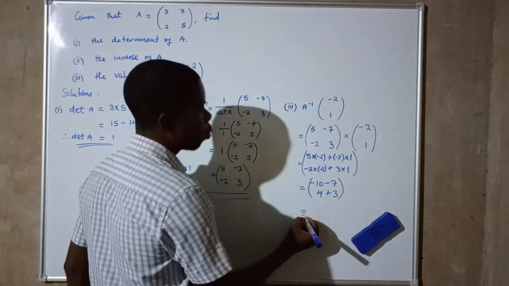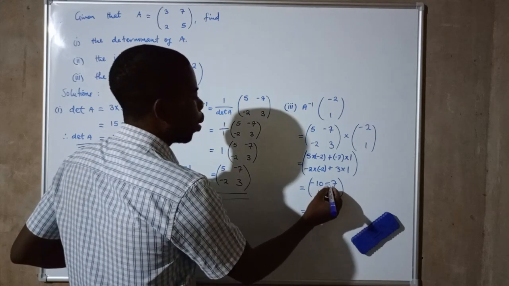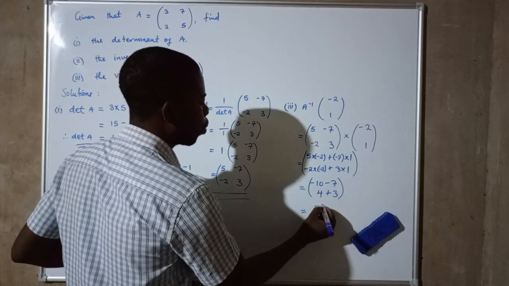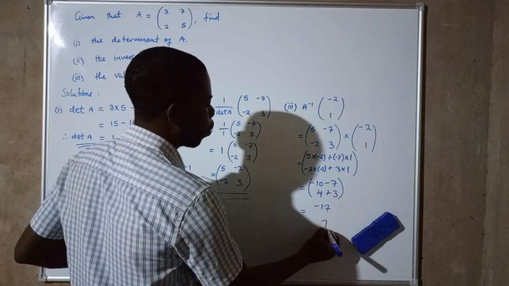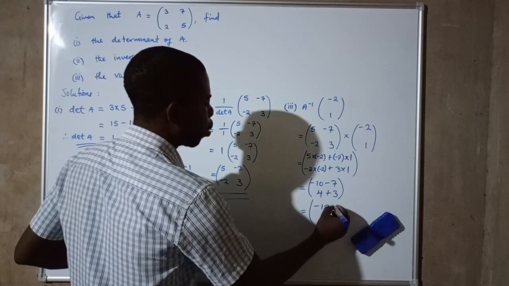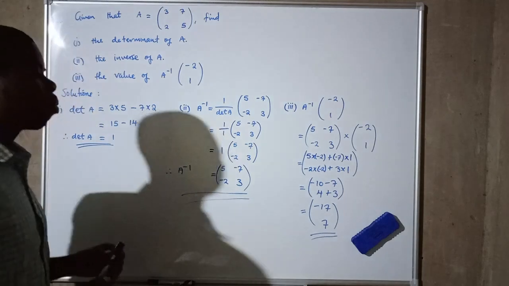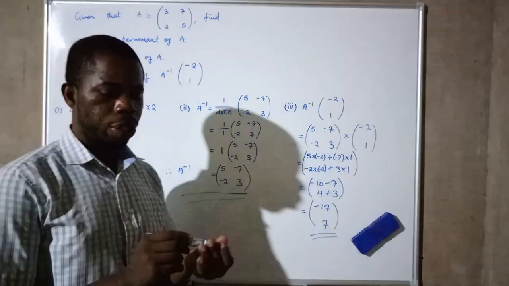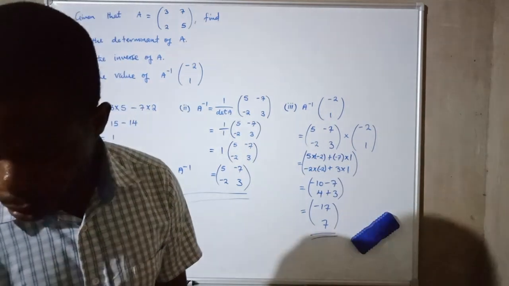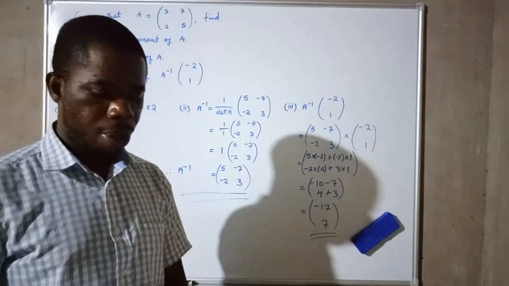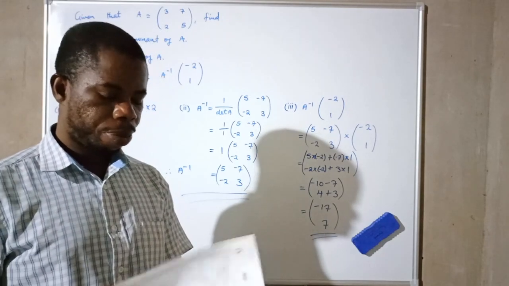Then you say equals, then negative 10 minus 7, it will give us negative 17. Then 4 plus 3, it will give us 7. So this one will be our final answer. So that's how we do with matrices. So let me see if I have more examples to give you.